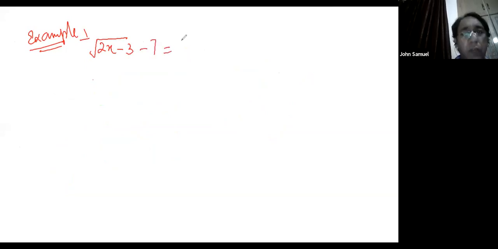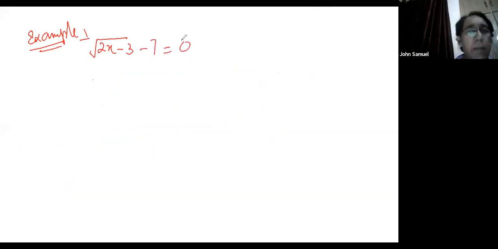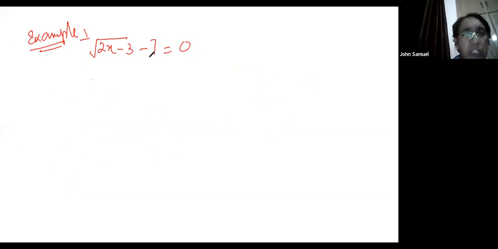It's an example, and then I will try my best to solve one question for you. The square root of 2x minus 3, minus 7 is equal to 0. So the first step, what we have to do, we need to take this 7 and shift it to the other side.